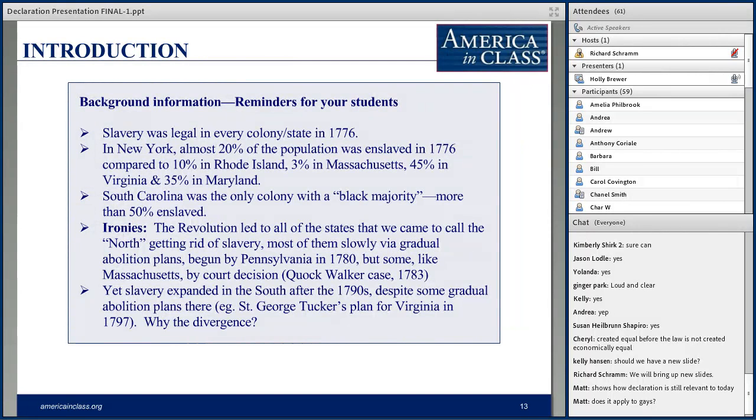So here's some background information. Slavery was legal in every colony in 1776, and I'm sure most of you know this, or all of you know this, but I want to remind you. In New York, almost 20% of the population was enslaved in 1776, compared to 10% in Rhode Island, 3% in Massachusetts, 45% in Virginia, and 35% in Maryland. South Carolina was the only colony with a black majority.